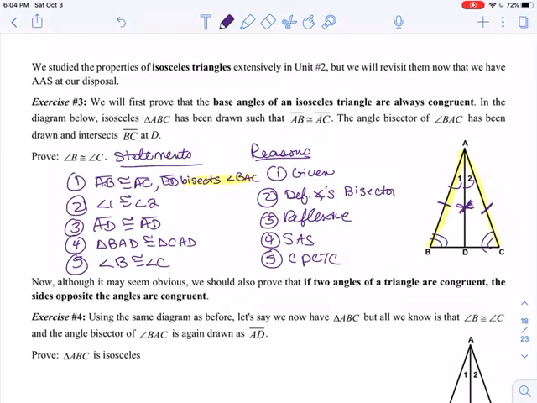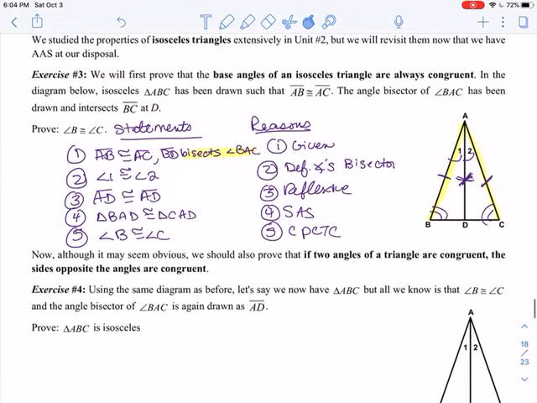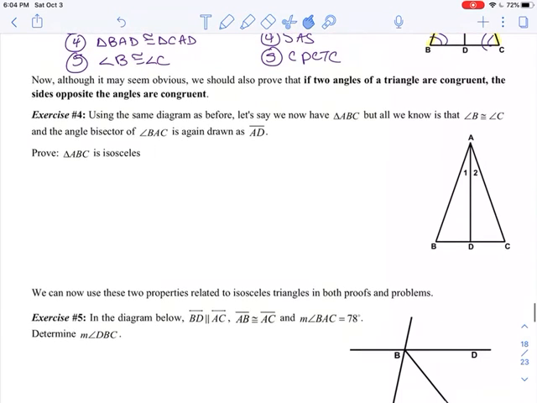So we just proved if the two sides are congruent, then the base angles are congruent. We're going to prove the reverse. If the two base angles are congruent, then those sides opposite those angles will also be congruent. So that's what we're doing here in exercise 4. We're going to use the same diagram. We have triangle ABC, but all we know is that angle B is congruent to angle C, and the same thing that I had before in that AD is an angle bisector.